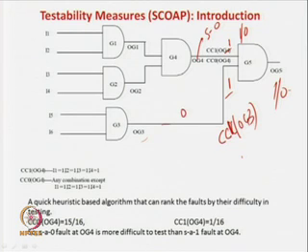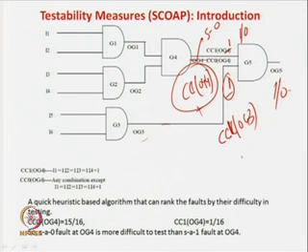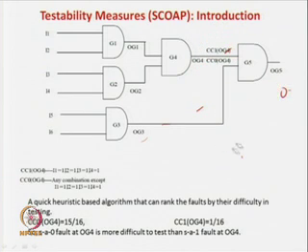So, it is combinational controllability of OG4 because of this gate, and you have to control it to 1. If you add these two, that is combinational controllability of OG3 plus combinational controllability of OG4, then you can get the value of the difficulty of testing this one. Let us try to give some estimate.